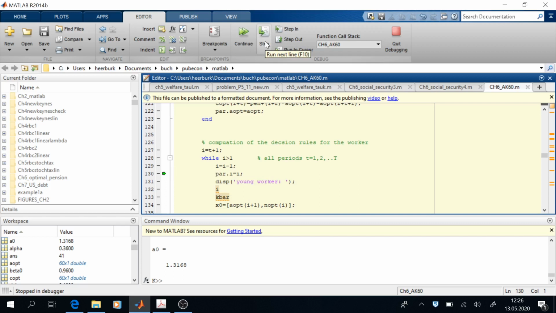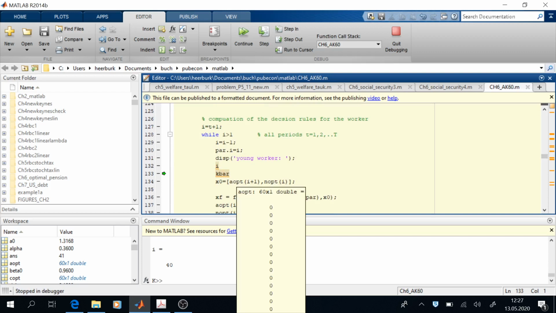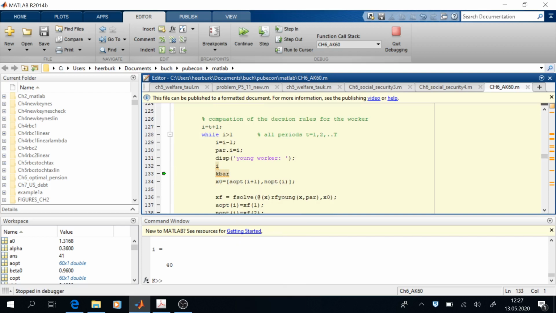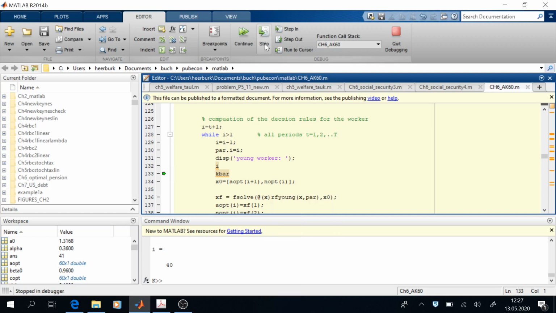We now have a nonlinear equations problem in two equations, in two variables. The first equation is the Euler equation. The second equation is the first order condition with respect to labor. As an initial value for this problem, we use the wealth level of next year. We have found this in the previous iteration. And our initialization of the labor supply, which was equal to 0.3. These will be our initial values for this two-dimensional variable.